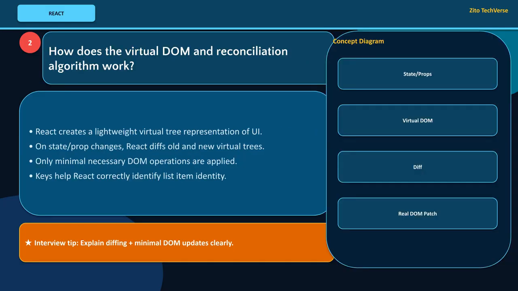Question 2. How does the virtual DOM and reconciliation work? React creates a lightweight tree representation. When state changes, it diffs the old and new trees and applies only the minimal necessary DOM updates. Keys are critical here for identifying list items.